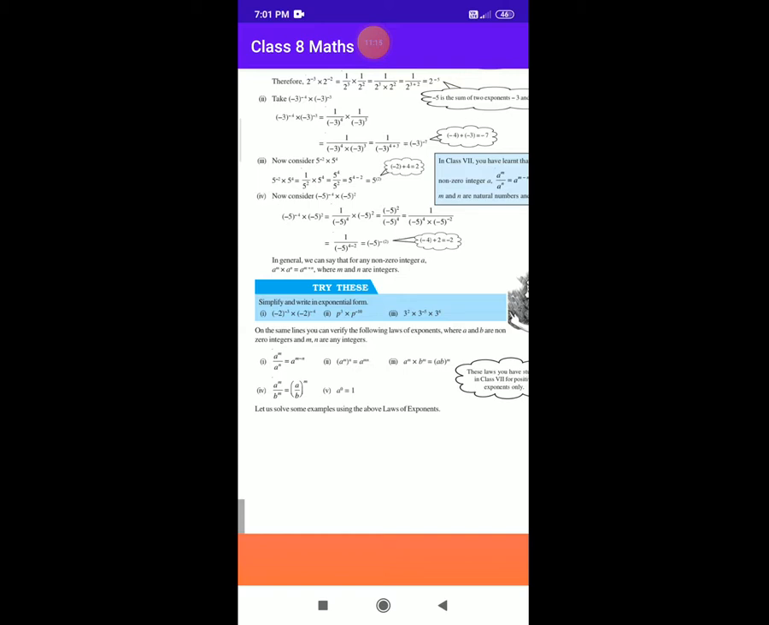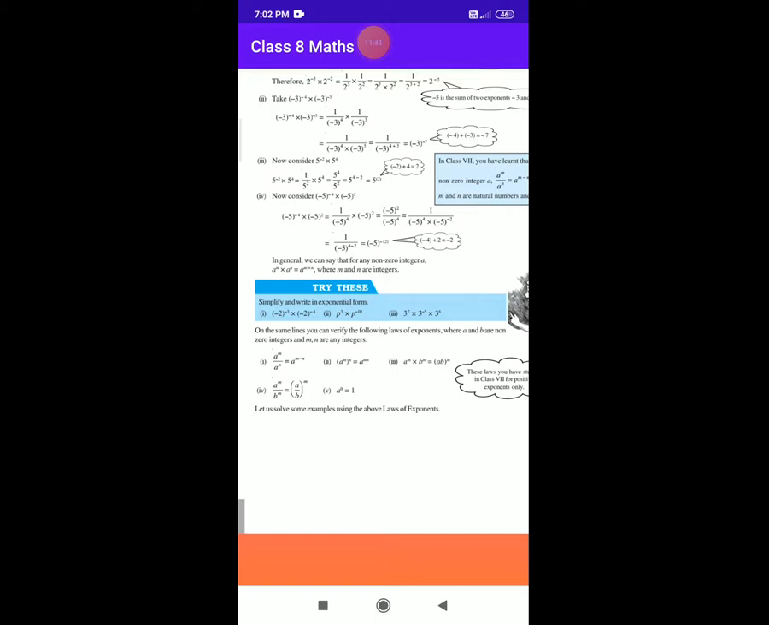दूसरा है a raised to m whole raised to n, तो जब पावर ऑफ पावर की बात आएगी तो यहाँ पर दोनों एक्सपोनेंट हैं ये मल्टीप्लाई होंगे, that means a raised to mn. तीसरा है a raised to m multiply by b raised to m, यहाँ पर दोनों जो फैक्टर्स हैं इसके बेस डिफरेंट है लेकिन उस पर एक्सपोनेंट सेम है, तो हम इसे राइट कर सकते हैं इस तरह से, a raised to m multiply by b raised to m is equal to ab whole raised to m.